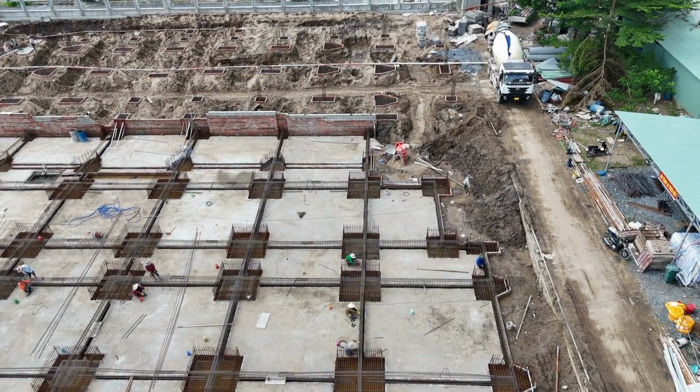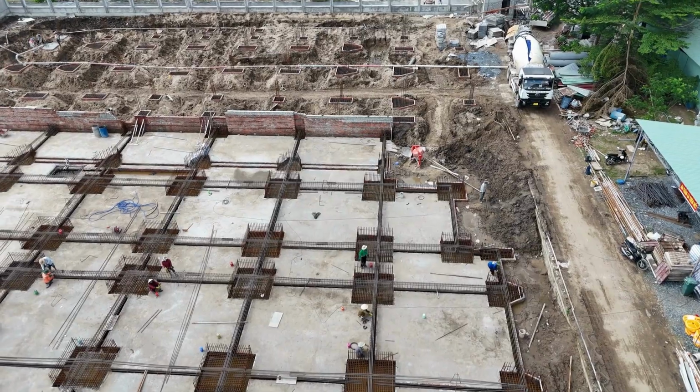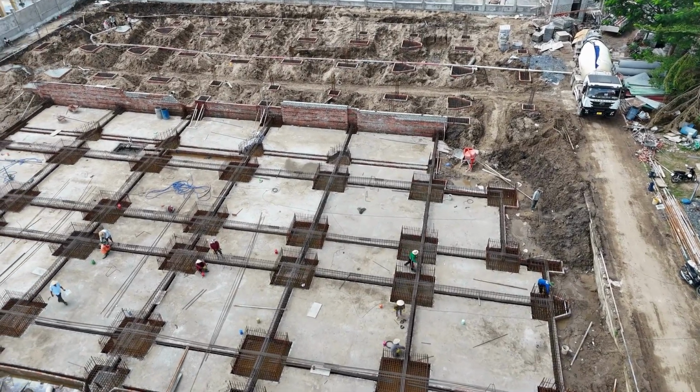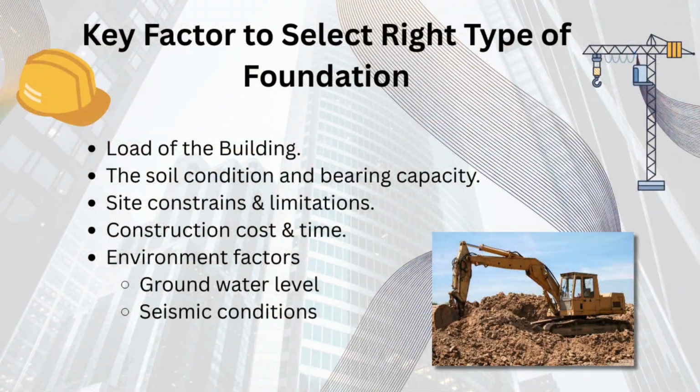Selecting the right type of foundation is an important engineering decision. To do this, we need to consider several key factors. Those are the load of the building, the soil conditions and bearing capacity, site constraints and limitations, construction cost and time, and environmental factors such as groundwater level and seismic conditions. After evaluating all of these factors and carrying out the necessary engineering calculations, we can determine the most suitable, safe, and cost-effective foundation for the building.